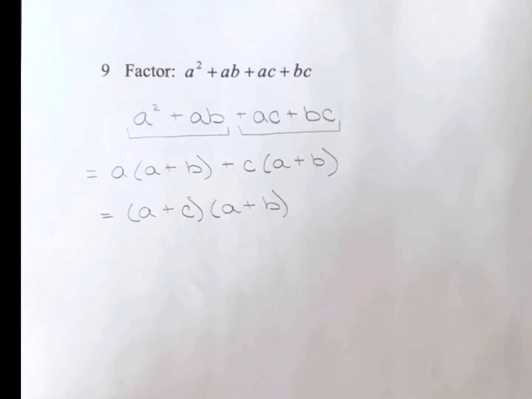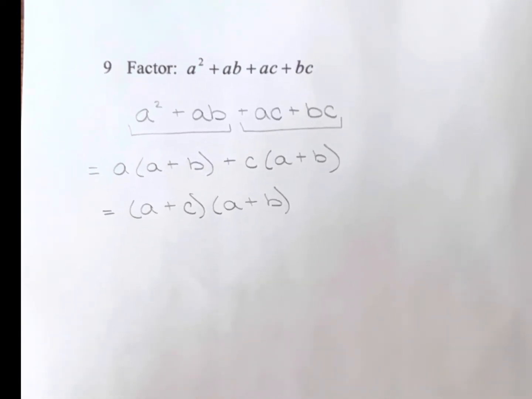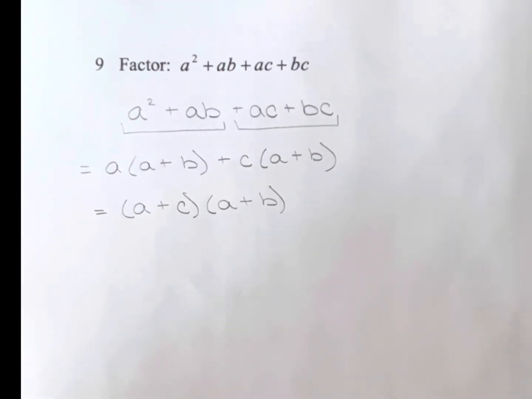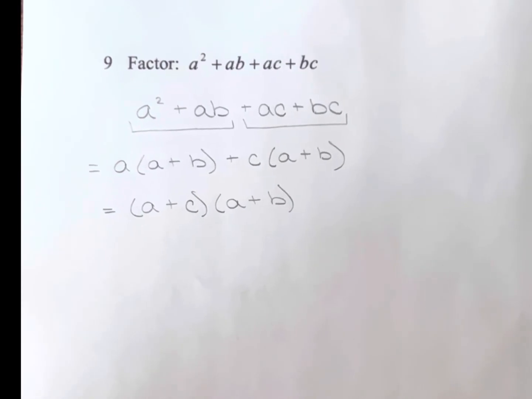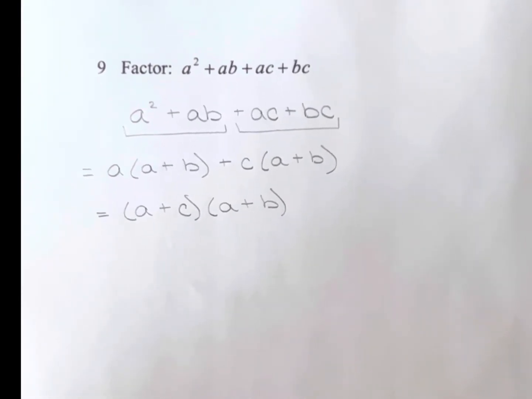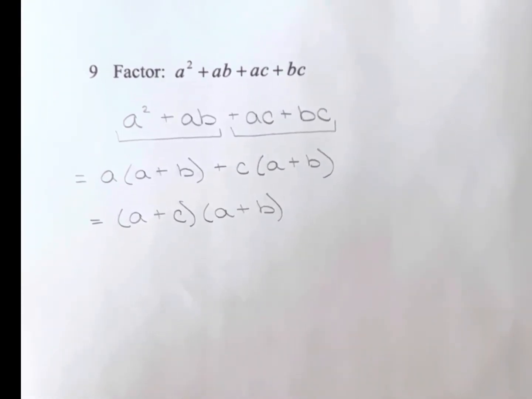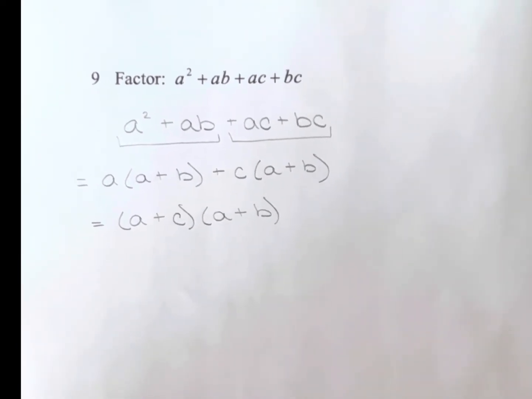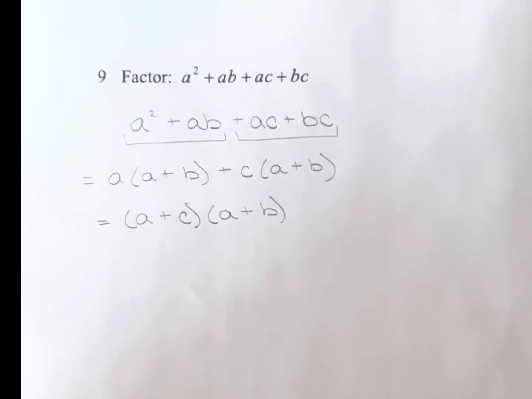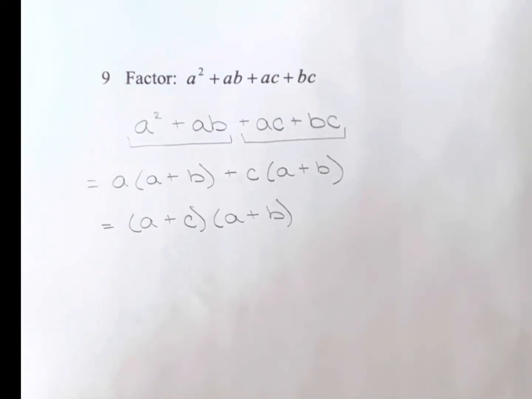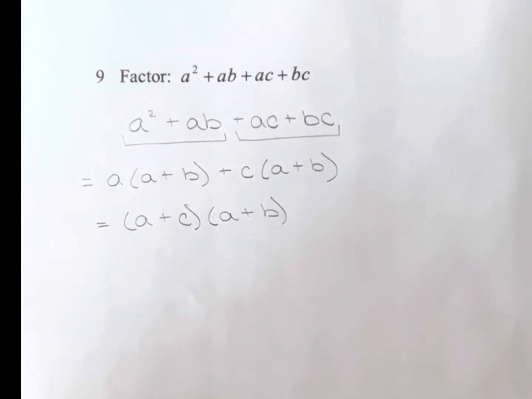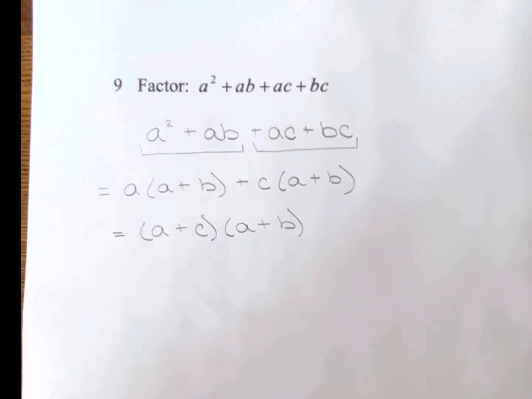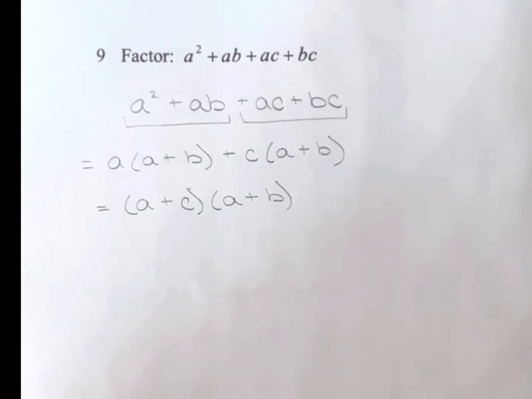The first group, a squared plus ab, has a greatest common factor of a, and we'll be left with a plus b for the first binomial. And for the second group, ac plus bc, we have a greatest common factor of c. We're left with a plus b. We can then combine a plus c for a binomial, and we have the like binomial of a plus b. So our final answer is (a plus c) times (a plus b).